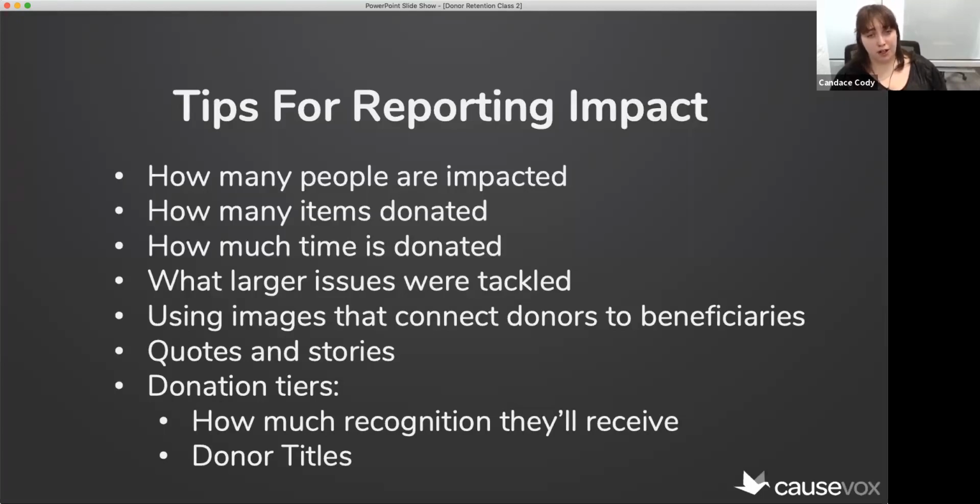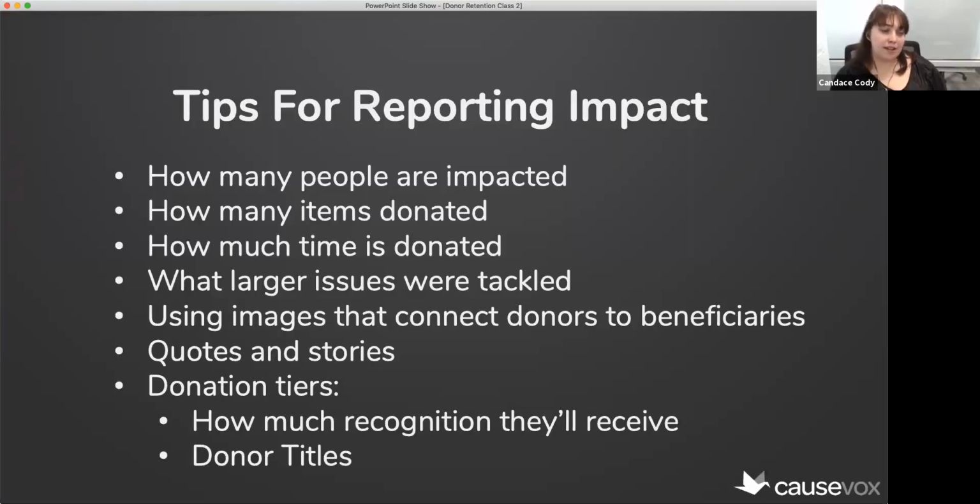allow a beneficiary to basically say how that's particularly impacted them. And that's done really, really well through quotes. So I would try and get that on your website, as many beneficiary quotes as possible, and stories. And lastly, those donation tiers.